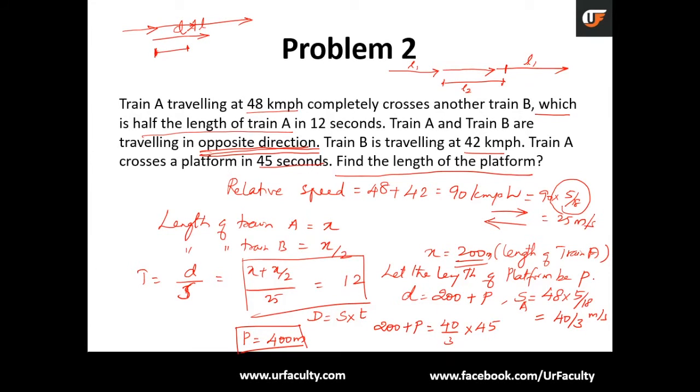I am not doing the cancellations and all that here. It is pretty simple. If you want me to do it, I'll just do a simple thing. 3 into 15 is 45, and 15 into 40 is equal to 600. So 200 you bring on to this side, P is equal to 600 minus 200, which is equal to 400 meters. So I hope you understood this problem.